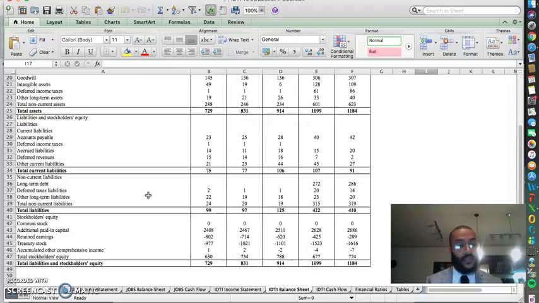The total liability and stockholder equity start at 729 in 2013. 2014 it was 831. In 2015 it was 914. In 2016 it went up to 1099, and then in the last year it went way up to 1184.